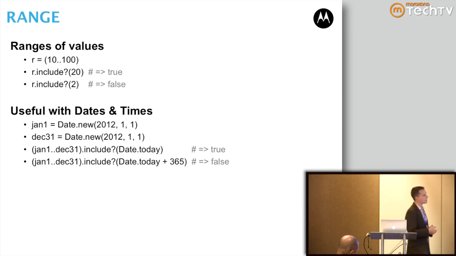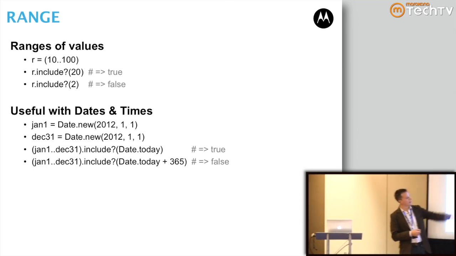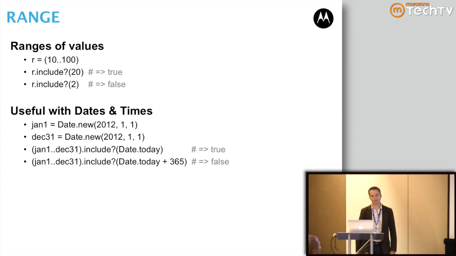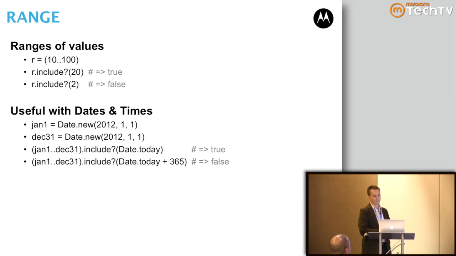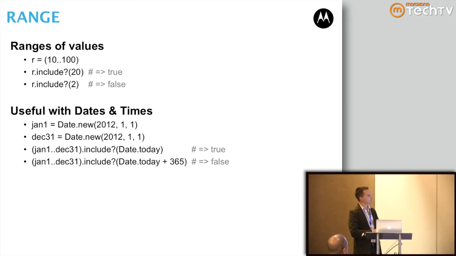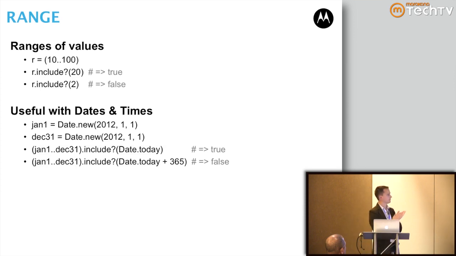So here I build a range of those 2 dates. I ask, does it have today? Of course, the answer is true. If I ask, does it include 365 days from now? The answer is false. So really fun type, makes it easy to check against sets of conditions.